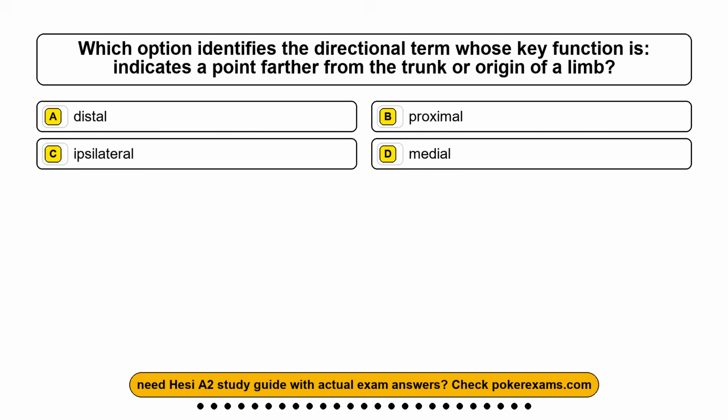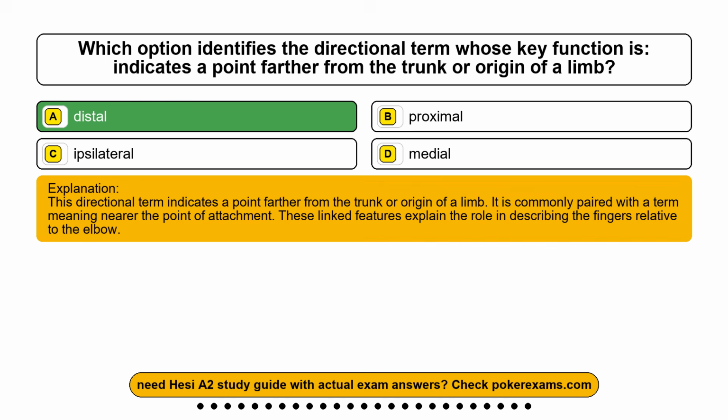Question 15. Which option identifies the directional term whose key function indicates a point farther from the trunk or origin of a limb? Option A, distal. Option B, proximal. Option C, ipsilateral. Option D, medial. The correct answer is option A, distal. This directional term indicates a point farther from the trunk or origin of a limb. It is commonly paired with a term meaning nearer the point of attachment. These linked features explain the role in describing the fingers relative to the elbow.